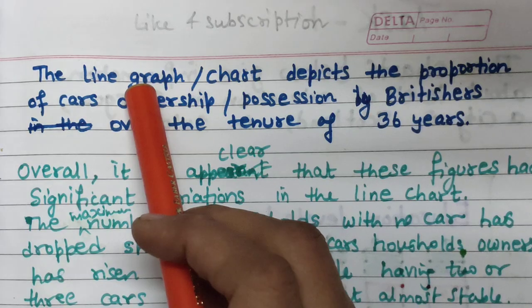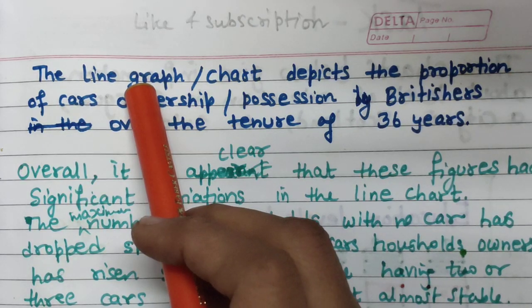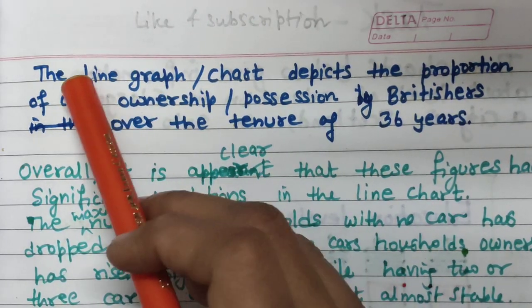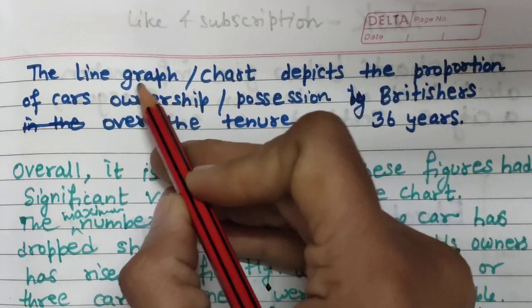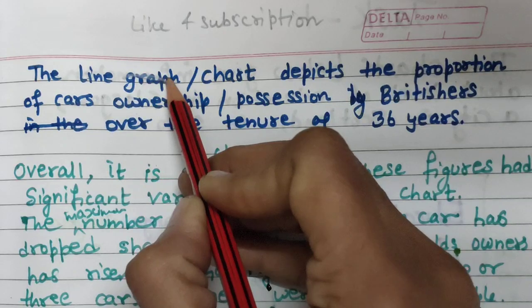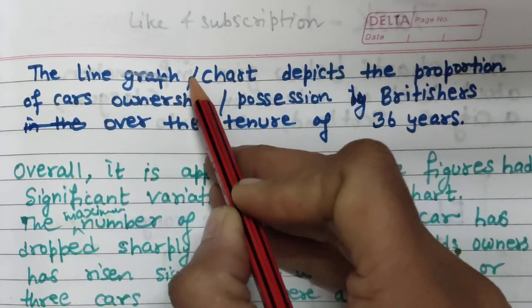The line graph. It was given: the graph below gives the line graph or chart. You can use only one, not both. So the graph is given in the question statement, and I will be using this chart.